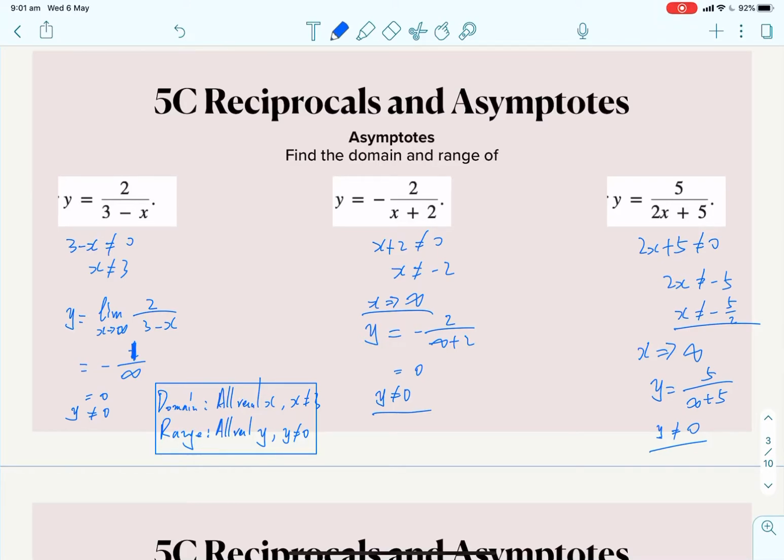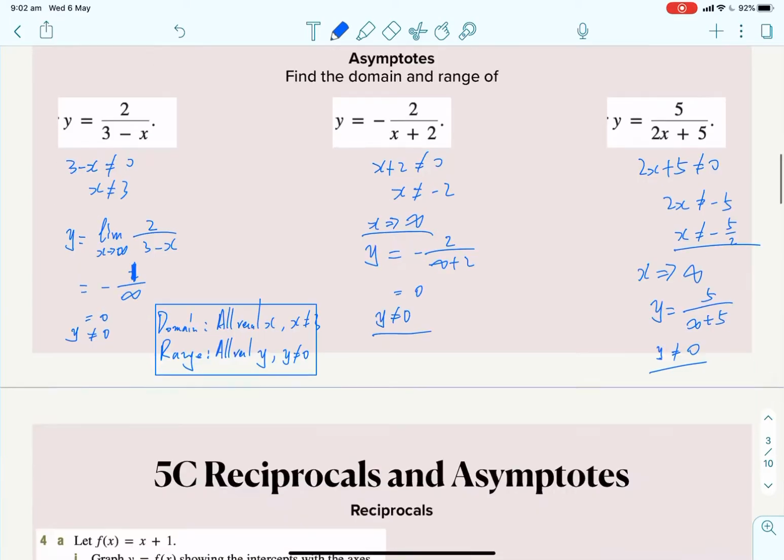Just a quick tip. If the top of the fraction is a constant and the bottom of the fraction has a polynomial in there, it's really likely that the asymptote is 0, because if the top of a fraction remains a constant, the bottom can go extremely big or extremely small, and it goes down to being a really small fraction which is really close to 0.